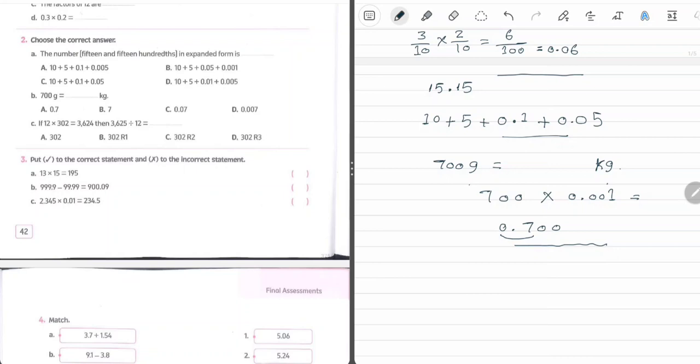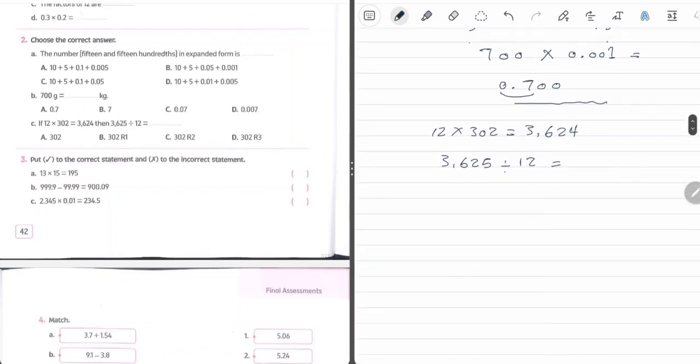It's number A. Number C will be 12 multiplied by 302 equals 3,624. Then 3,625 divided by 12 equals what number? See, this question is very important and you have to take care about everything. Okay, focus on this number 3,625, and this number will be 3,624.